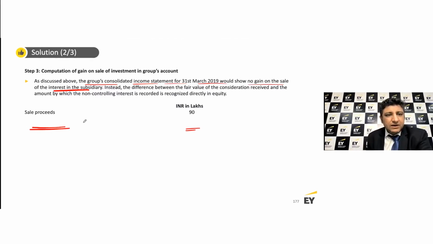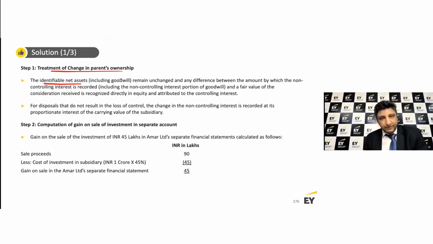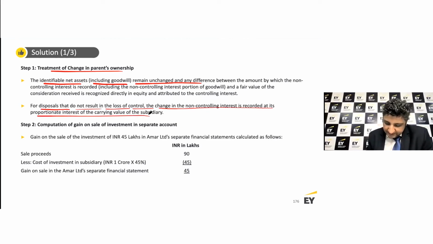So sorry. If we take a step back on this, we are talking about there is a change in the parent's ownership. The identifiable net assets, including goodwill, would remain unchanged. So we are still controlling. Okay. So for the disposals that do not result in the loss of control, the change in NCI is simply arising with the change in the carrying value of the subsidiary. So we have just done the same calculations. There is no difference between the two, right?